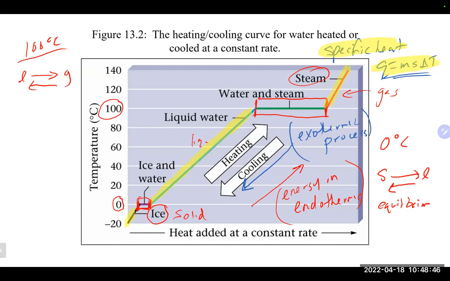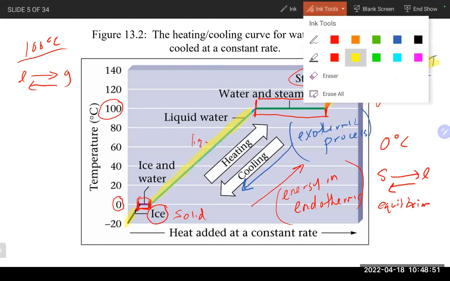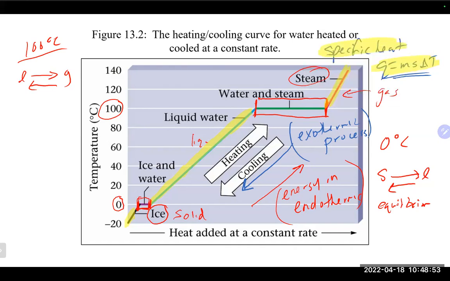Remember, Q is heat and energy, M is mass, S is the specific heat capacity, which you want to make sure that you get for the proper substance in the proper phase. Delta T is the change in temperature, which is final minus initial. And remember that that temperature, unlike the ones in the gas law, is actually degrees Celsius.